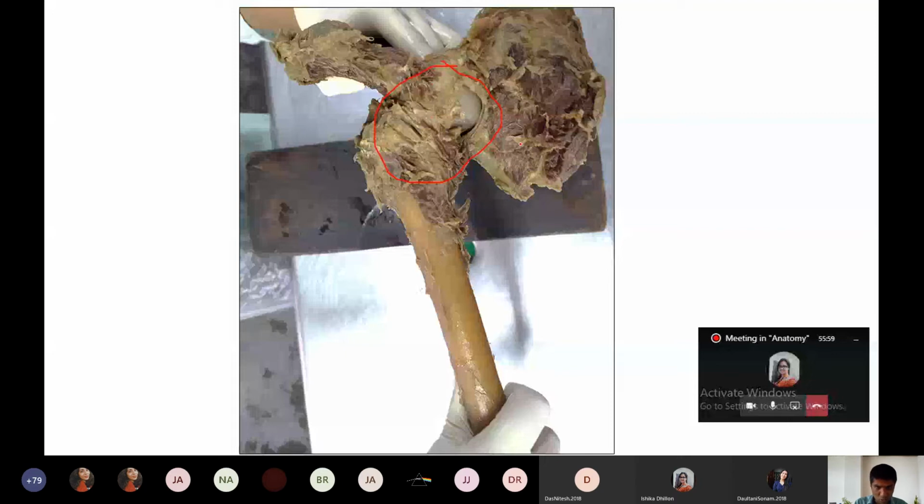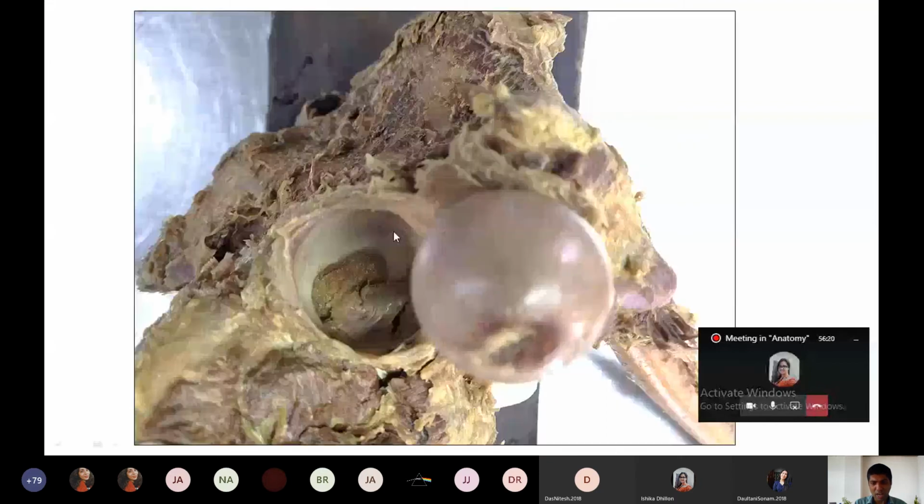Okay. So here, this one is the iliofemoral ligament. Some part is torn, you cannot see. This one is the iliofemoral ligament. The capsule is torn here. Okay, and after this, very important: you can see the head of the femur. The head of the femur, you can easily identify.